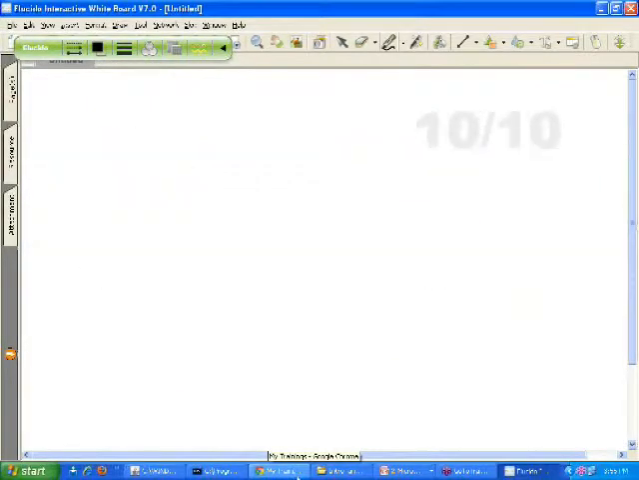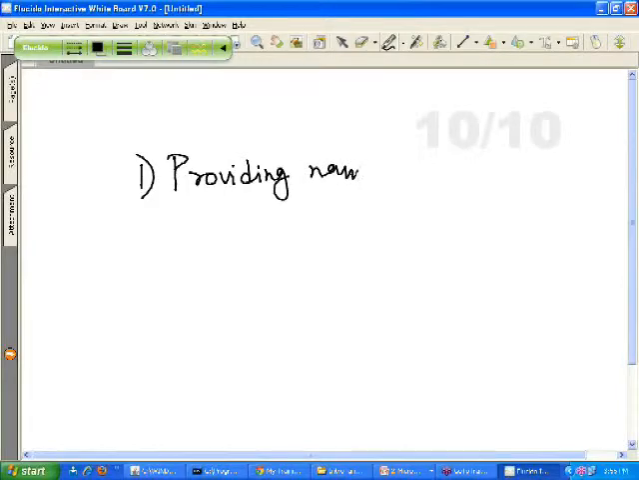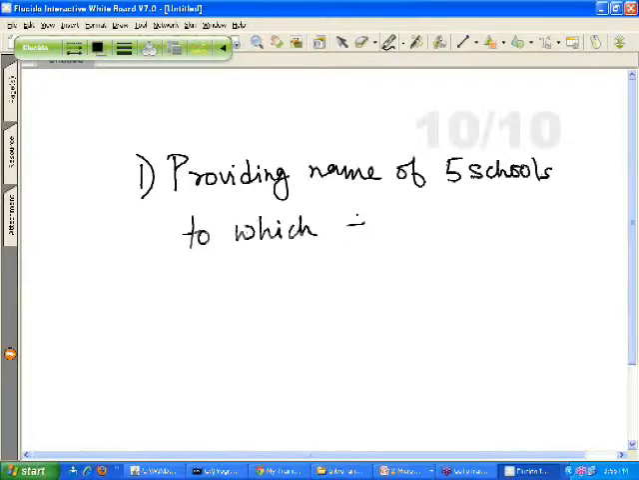Now, when do you actually take the test? The first part is you need to be providing the names of 5 schools to whom the scores will be sent. Very important. Okay. What it means is you can send it to any school that you want in the world.